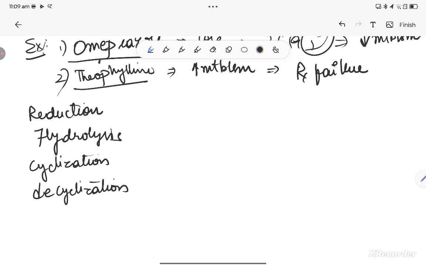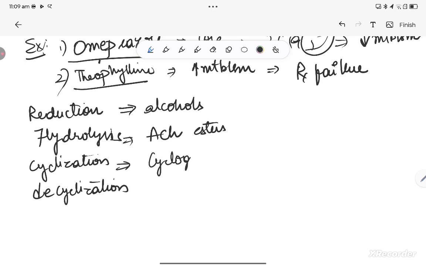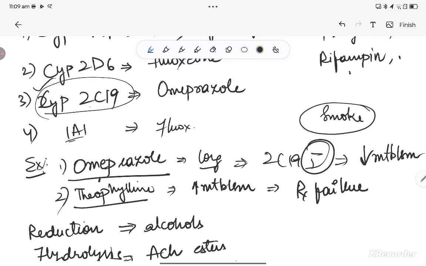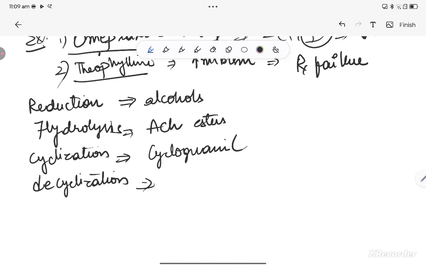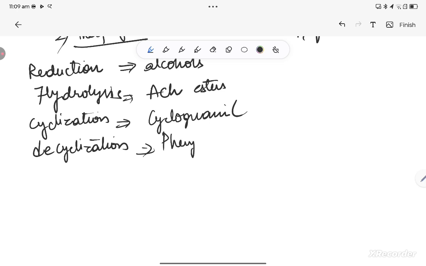Let us learn one example for each. Reduction is commonly seen for all these alcohols. We'll remember this easily, so I'm talking about them. Hydrolysis is primarily, let us say, all these choline esters, acetylcholine esters. Cyclization, you are bound to remember, cycloguanil gets converted into proguanil. Decyclization, here we already read phenytoin, your anti-epileptics. Yes, the same decyclization will also happen with phenytoin here. Am I clear? You have to remember at least one example.